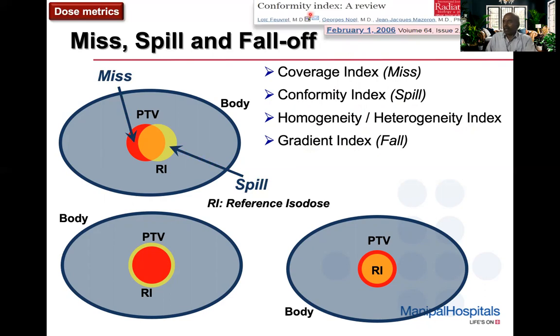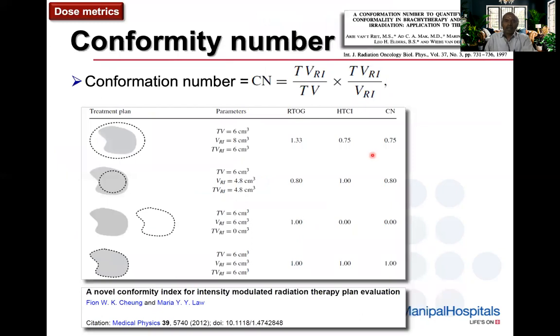So anyone wanting to know more about the conformity index, I would strongly recommend this paper that appeared in the Red Journal in 2006, an excellent review paper on conformity index, because these values can differ according to the source. There are multiple ways of defining these coverage index, conformity index, and homogeneity index. So you have to be careful about how you are going to use them and what kind of results you will get.